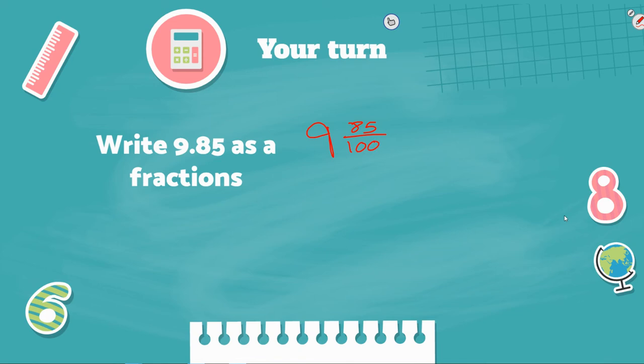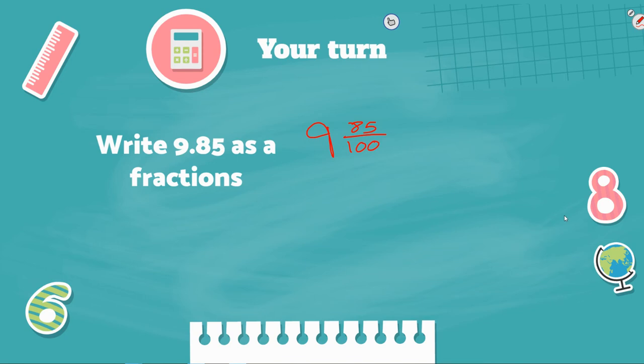So the beginning of your note said if you had a number like 3 and 25/100ths, it would be written as a mixed number. You should remember that a mixed number has a whole number and a fraction. If we looked at this like money, it would say $9.85. We know that cents is out of 100. So we could rewrite that as $9 and 85 out of 100 cents.